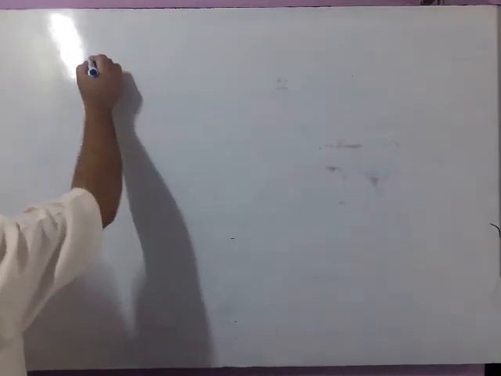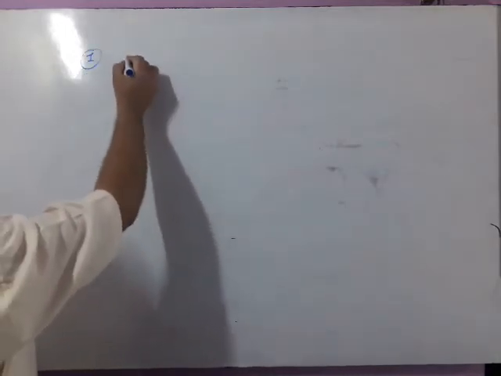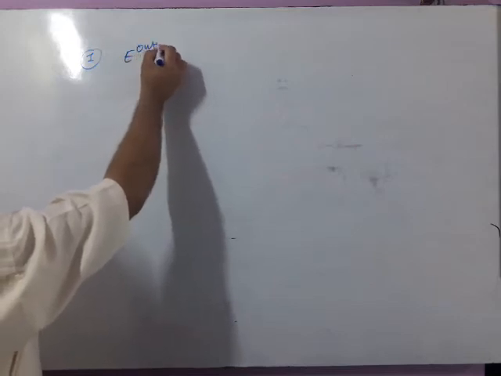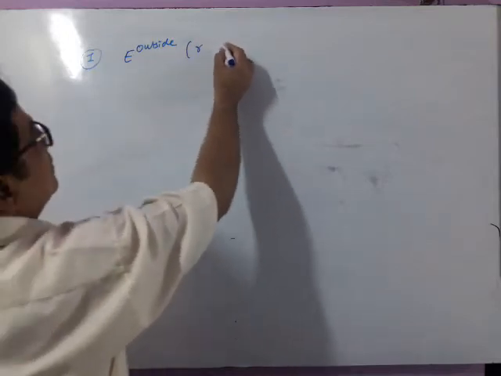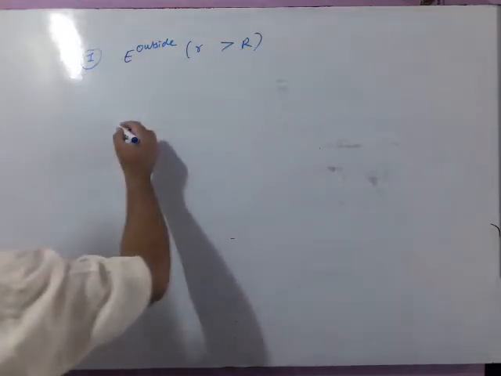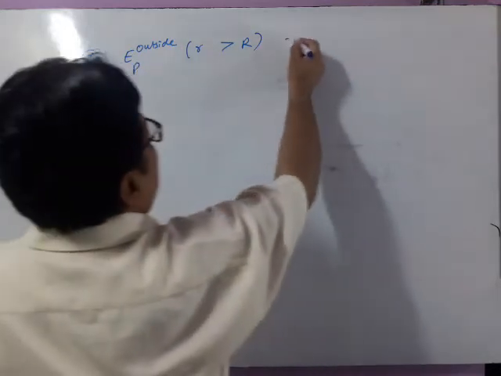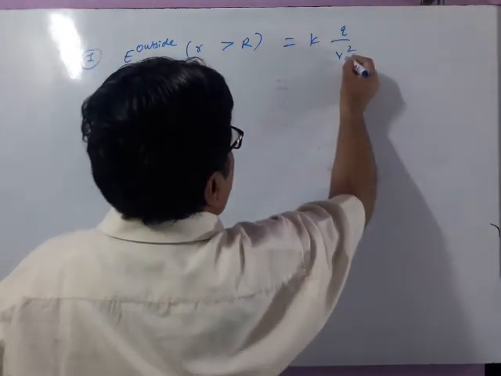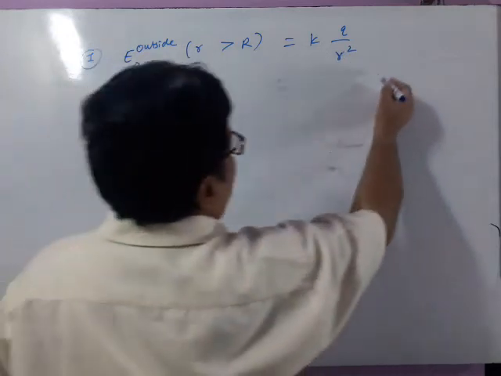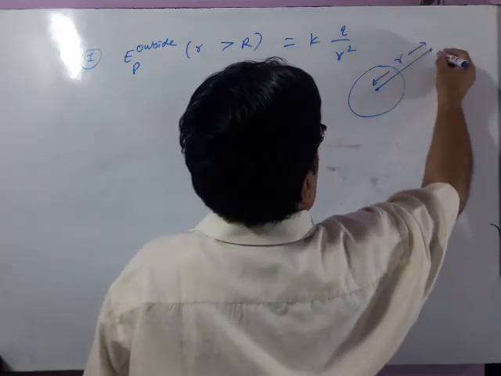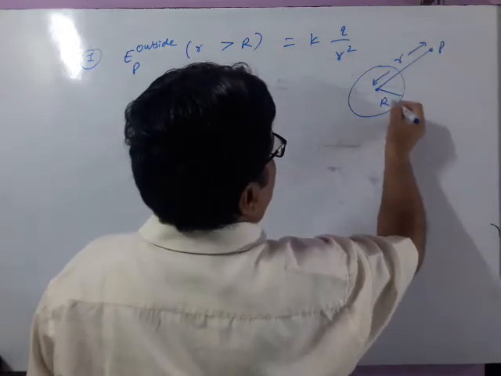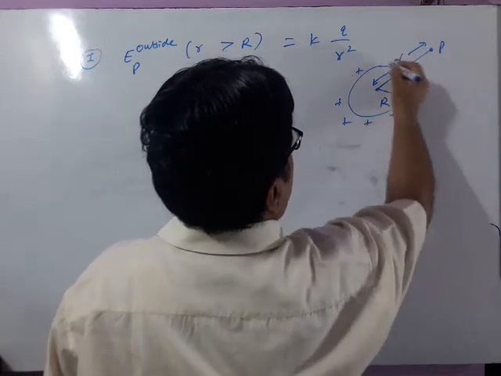Now this is called step 1, having 3 parts. Now see again. Part 1 was the electric field outside the hollow sphere, where small r was greater than capital R, and the answer was kq by small r square. See, this was the diagram. This was small r, point P, this was the radius and the uniformly charged sphere.